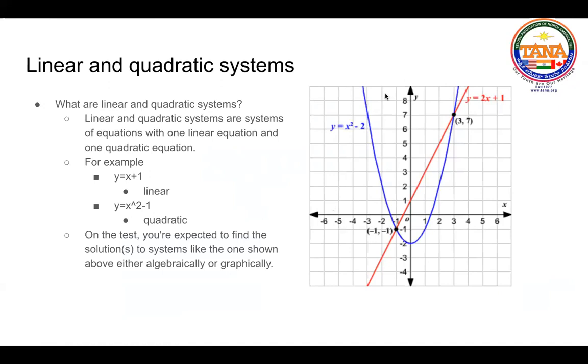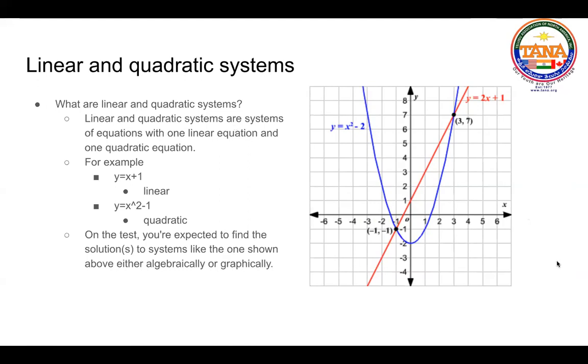So, linear and quadratic systems. What are linear and quadratic systems? They're like systems of equations, except instead of having, say, two linear equations, you're going to have one linear equation and one quadratic equation as a system. For example, y equals x plus 1, which is linear, and y equals x squared minus 1, or in the case of the graph on the right, y equals x squared minus 2x plus 1. On the test, you're expected to find solutions to the system either algebraically or graphically.